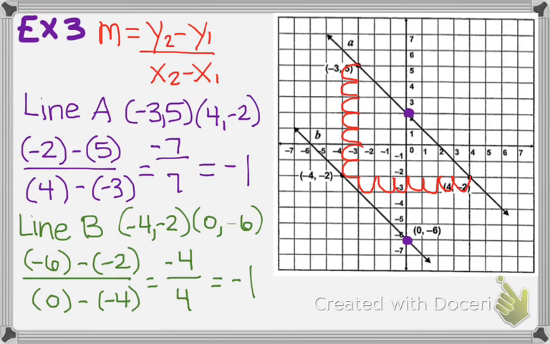I can confirm by using rise over run. I'm going to rise down 4 and run right 4. Compare the slopes. Negative 1 for line A and negative 1 for line B. Since they are equal, both conditions have been met. The lines are parallel.